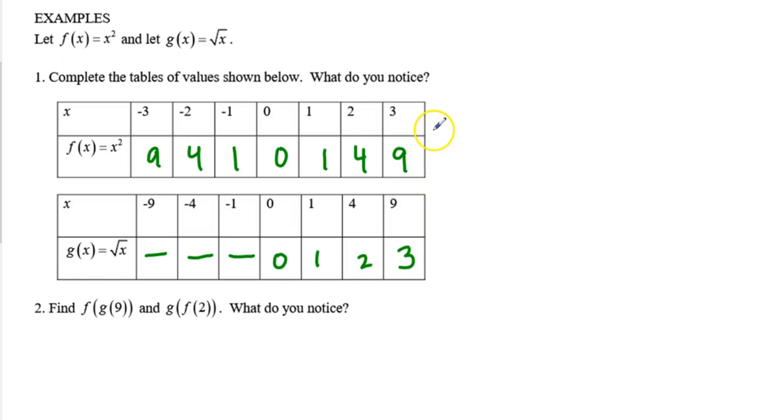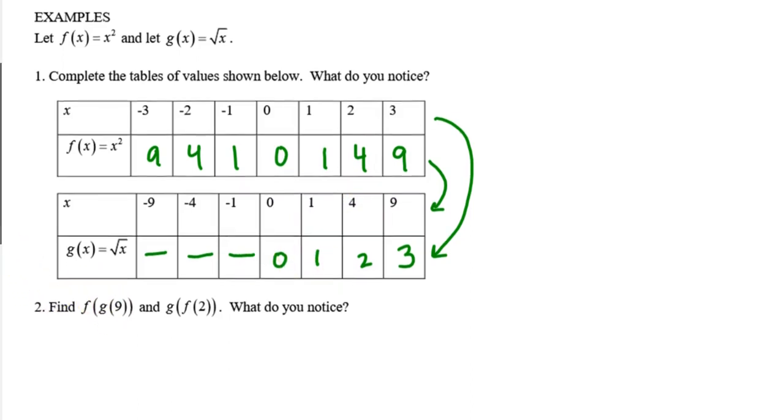Hopefully you commented on what you noticed here. There's a lot of things you might have noticed. If you haven't noticed anything, take a moment. Hopefully you noticed something about the switching of the x's and y's for the positive values of x and y. Obviously we didn't result in any negative values here. But if I just look at those 0, 1, 4, 9, the y's became the x's and vice versa.